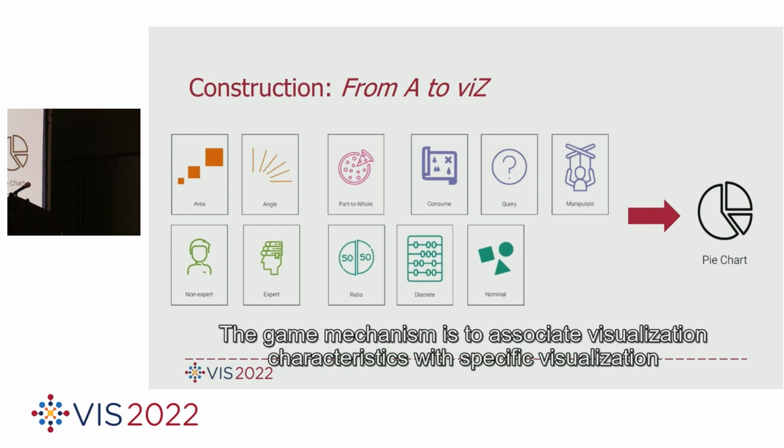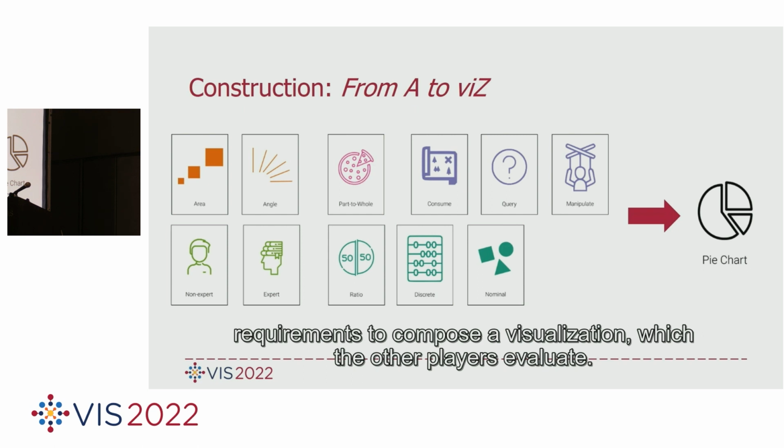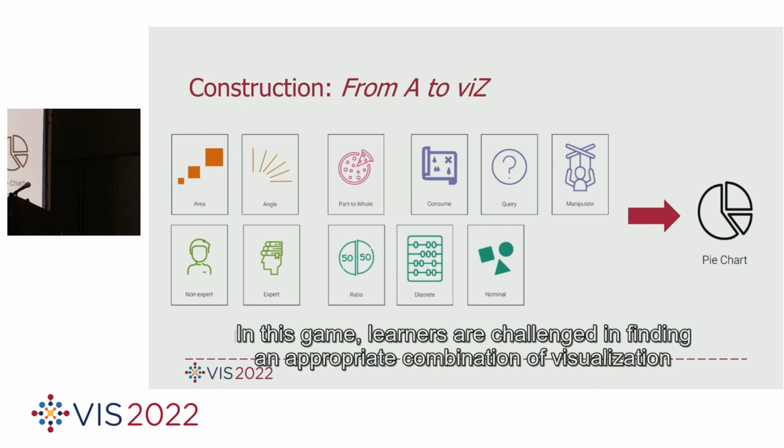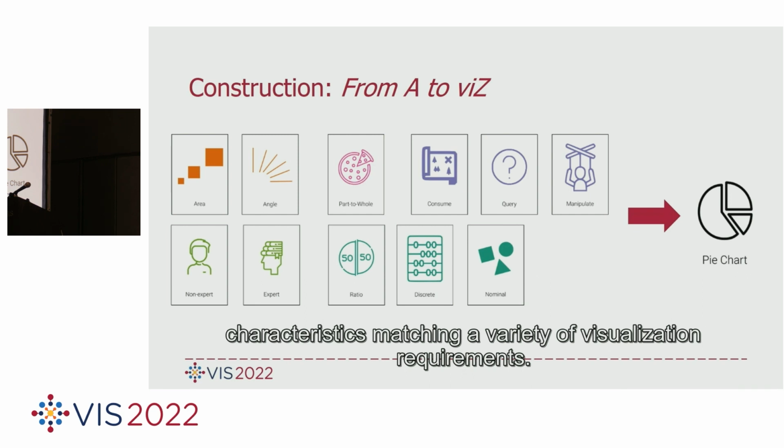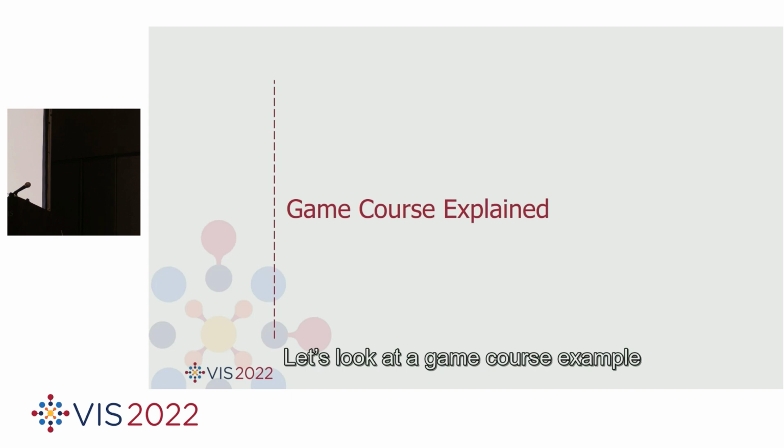The game mechanism is to associate visualization characteristics with specific visualization requirements to compose a visualization which the other players evaluate. In this game, learners are challenged in finding an appropriate combination of visualization characteristics matching a variety of visualization requirements. Let's look at a game course example.